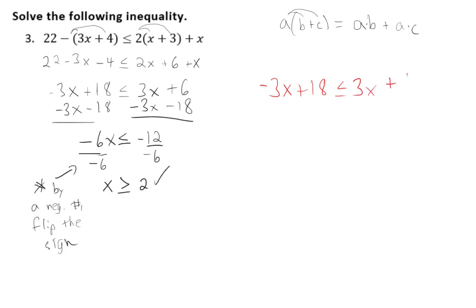A lot of students forget the rule about multiplying or dividing by a negative number. So if you don't ever want to have to do that, you just got to make sure you never get a negative coefficient for your x's. So I can add 3x here, add 3x here, and this is going to move my x's to the right side. So now I'm going to subtract 6, and now I have 12 is less than or equal to 6x. Divide by 6, divide by 6, and now I have 2 is less than or equal to x.